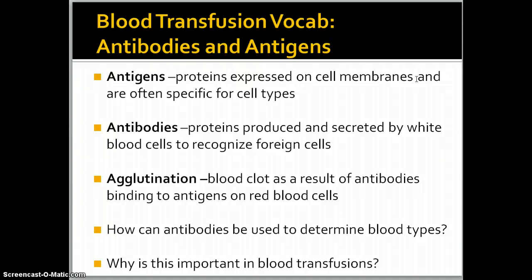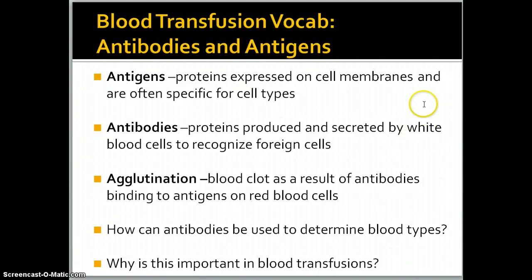If you remember back from our immune system unit, we were looking at antibodies. Antibodies are produced and secreted by white blood cells, B cells in particular, and they recognize foreign cells by binding to the antigens on those foreign cells.